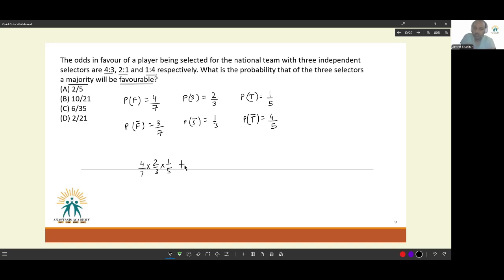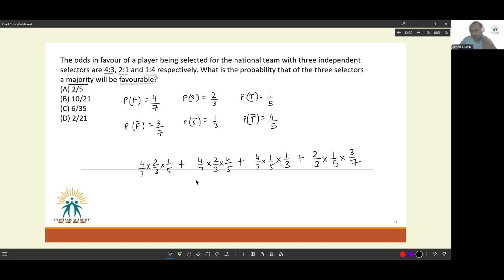Then just one selector rejects you, the other two accept you, and there will be no other cases. Either all three selectors select you, or at least two selectors select you. So the first two select, the third rejects: 4 by 7 into 2 by 3 into 4 by 5. Now, the first and third select, the second one rejects: 4 by 7 into 1 by 5 into 1 by 3. Final case, second and third select, the first one rejects: 2 by 3 into 1 by 5 into 3 by 7.